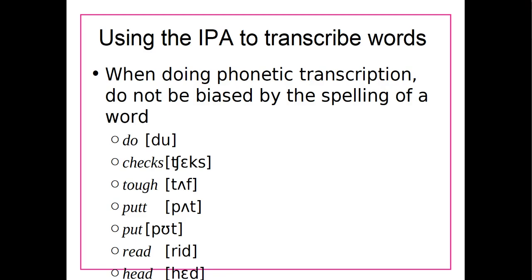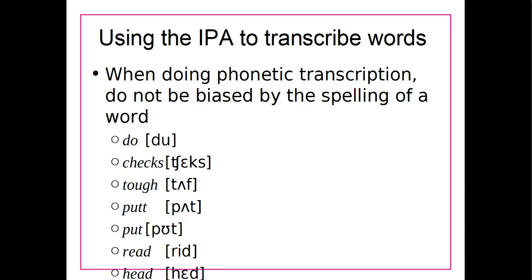This will happen frequently with vowels, where we have symbols in the IPA that are not in English. So we have the sound in tough or put, the sound in put, the S sound in head or checks. It will also happen when sometimes in English we have two letters like GH representing one sound. So in tough, the GH represents F, but in the IPA we just have the letter F for that. So it's going to be important to remember that English and IPA spellings won't necessarily match up.